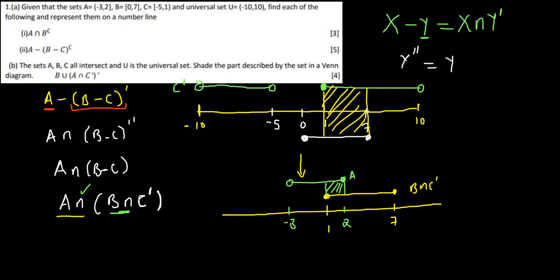Therefore, we're going to say A intersection B intersection C complement, which is the same as what was initially given as A minus B minus C complement, is equal to what? The final answer is from 1 up to 2. So we are going to close at both ends because both 1 and 2 are in both sets. Does this make sense?